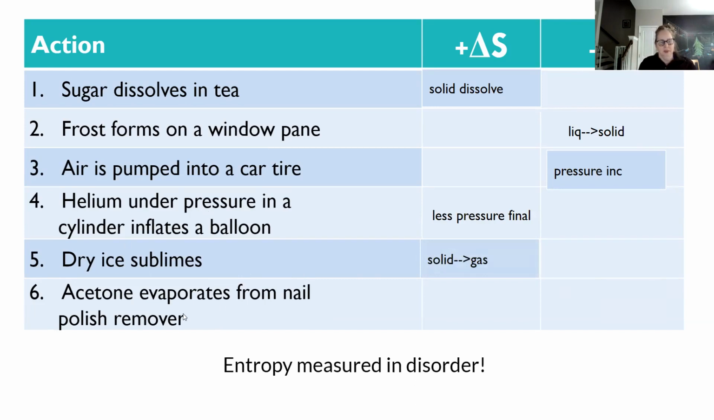Acetone evaporates from nail polish remover. What's evaporating? It's going from a liquid to a gas. More disorderly. Okay, so each time think about which direction it's going for the physical change or the pressure, any of those things to help you do that. And just remember, delta S, chaos. More delta S, more chaos.